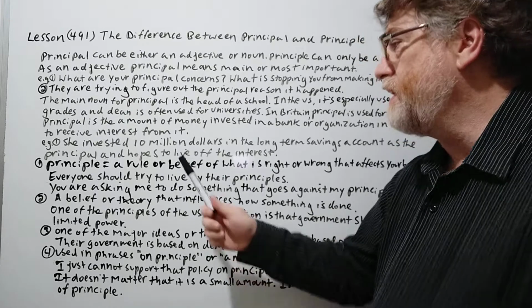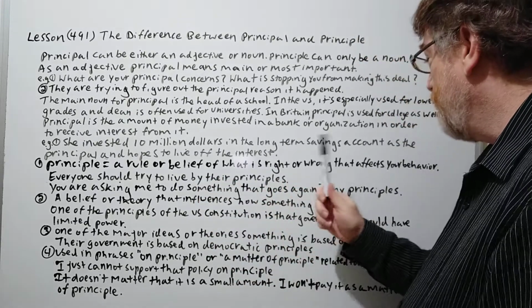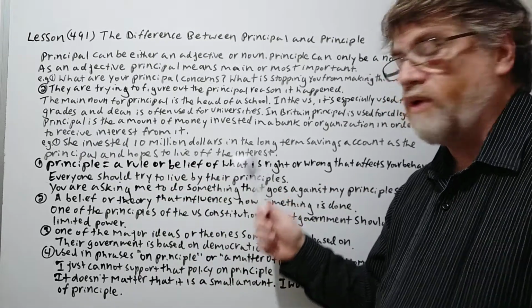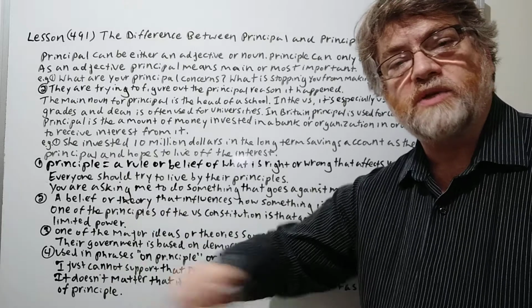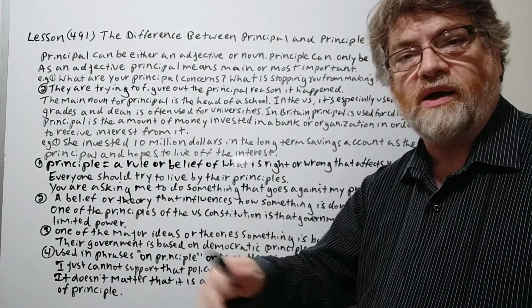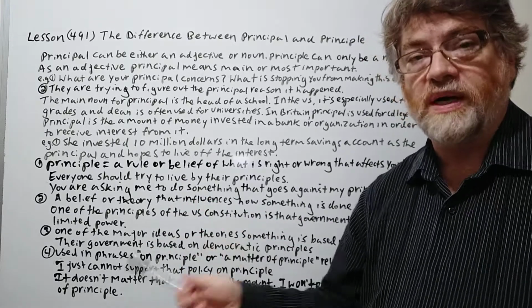She invested $10 million in a long-term savings account as the principal and hopes to live off the interest. So $10 million was the principal. That was the money she originally put in, and she hopes that the interest that she earns from that, she could just live off that for quite some time.